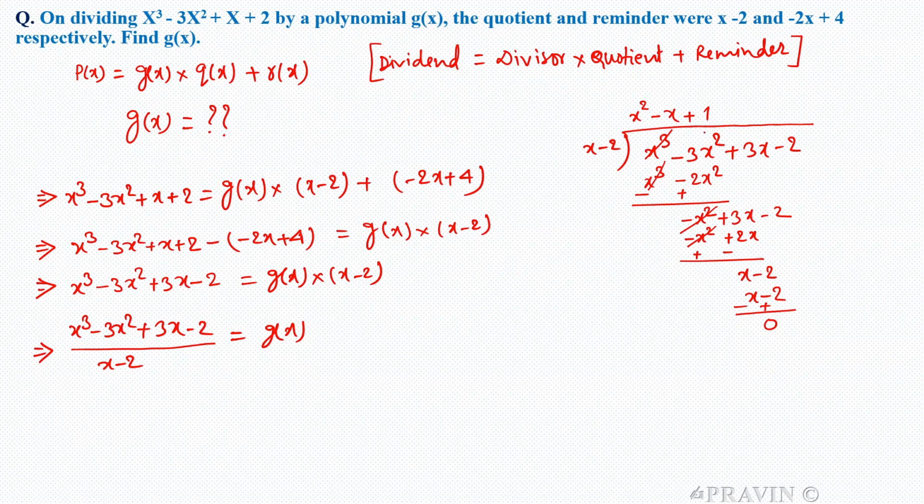Now this quotient is the required polynomial. So after performing the division algorithm, you can write here g(x) is equal to x square minus x plus 1. This is the answer.